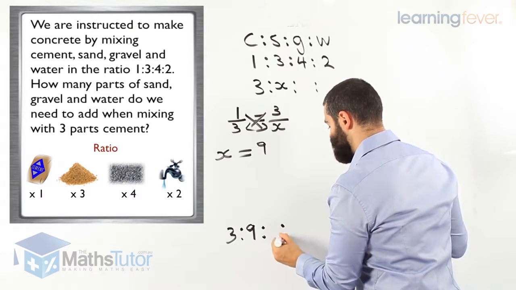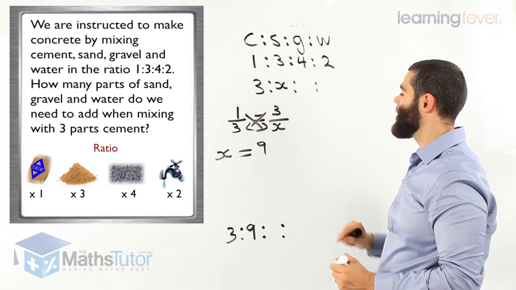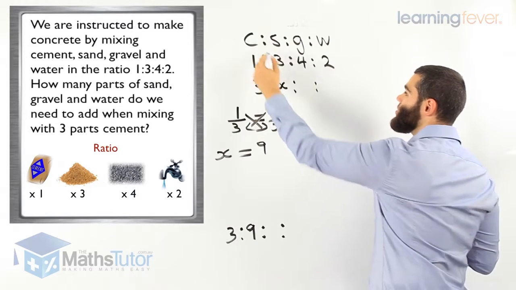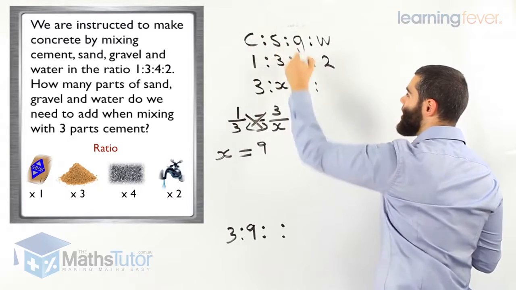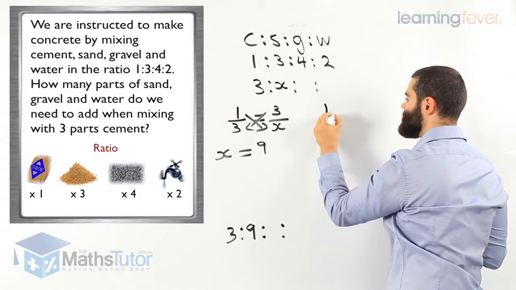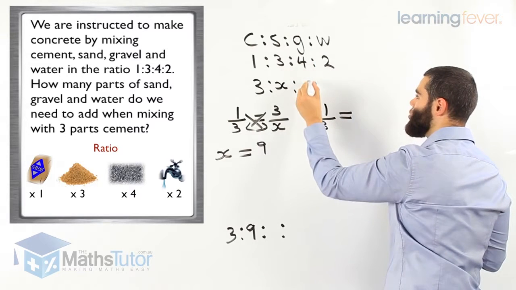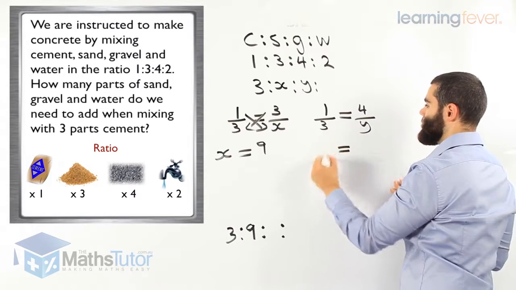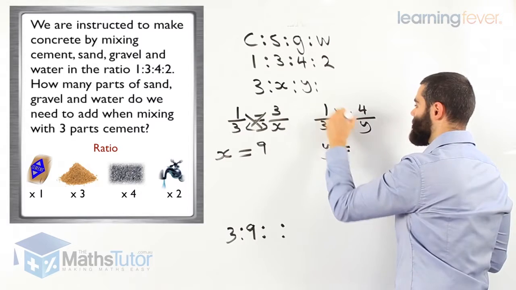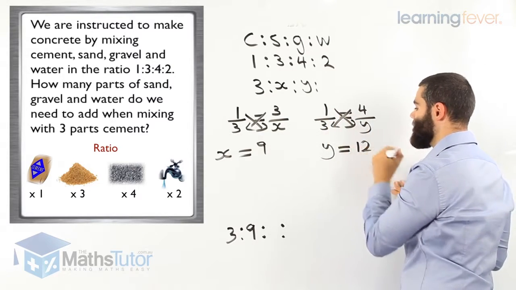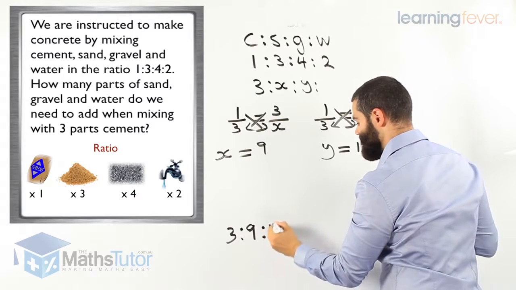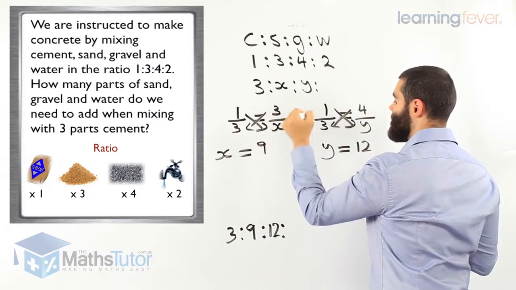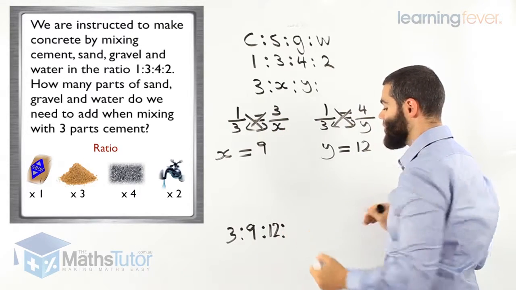Now let's work out the gravel and then work out the water. So now we've completed the sand. Now the gravel, again, we can use the same ratio. We're going from cement and gravel. Cement is 1 over 3 and the gravel is 4 over, let's call this y. 4 over y. 1 times y is y. Cross multiply. 3 times 4 is 12. So we need 12 parts of gravel. Now we know we have 3 parts of cement, 9 parts of sand, and 12 parts of gravel.